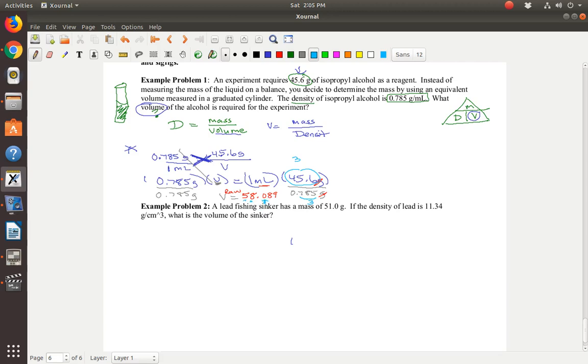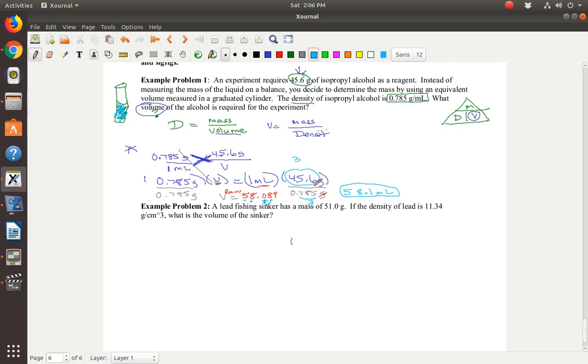So I look at the next number, that's an 8. That tells me the 1 has to round up. So it becomes 58.1 milliliters. So if I measured 58.1 milliliters in my graduated cylinder over here, it would mass out to be 45.6 grams.